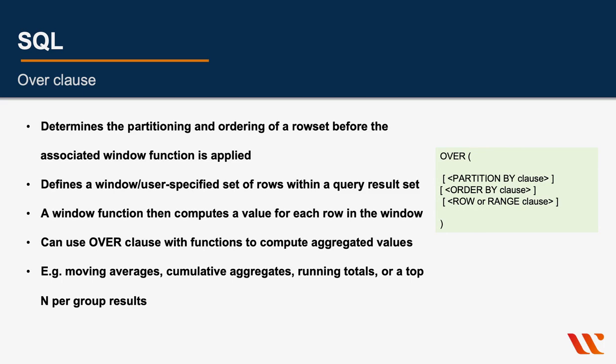The over clause defines a window or user-specified set of rows within a query result set, and a window function then computes the value for each row in the window. So you can use the over clause with functions to compute aggregated values like moving averages, cumulative aggregates, running totals, or the top n per group results. You can see the basic syntax for the over on the right hand side here. It's over and then partition by clause, the order by clause, and then a row or range clause.